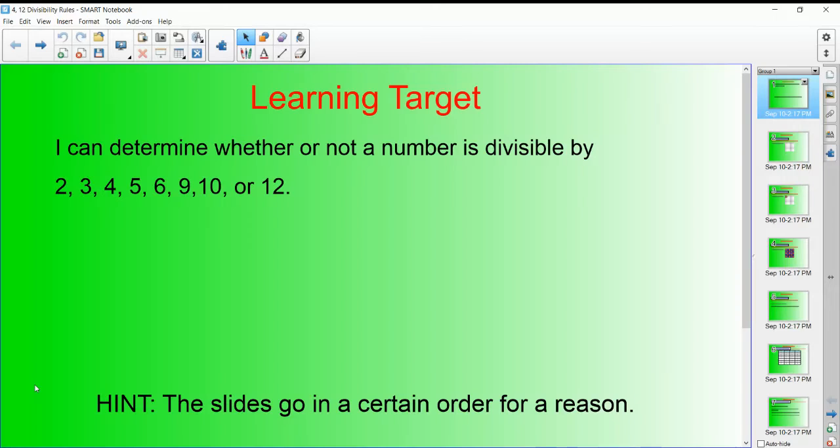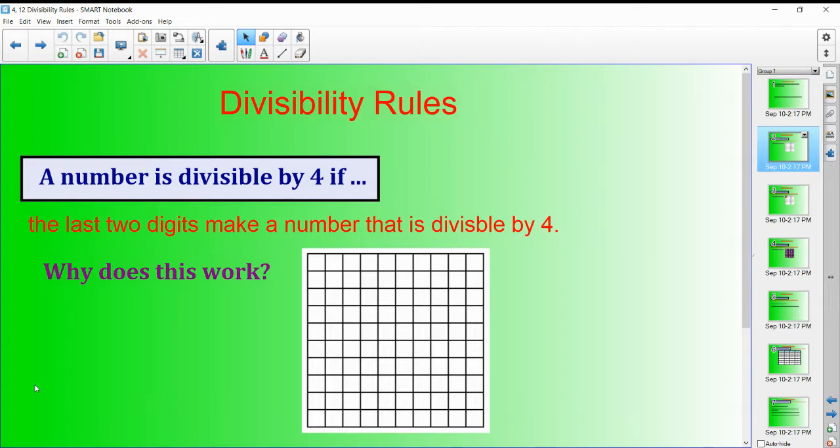Let's talk about the divisibility rules for the numbers 4 and 12. Now we're going to need to know the divisibility rules of 4 first before we talk about 12. That's where we'll start. A number is divisible by 4 if the last two digits make a number that's divisible by 4. So if the last two numbers are 2, 4, making it 24, that's divisible by 4. So let's see why this works.